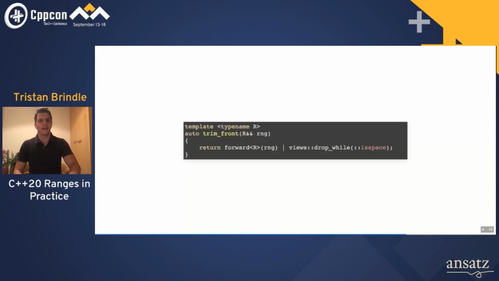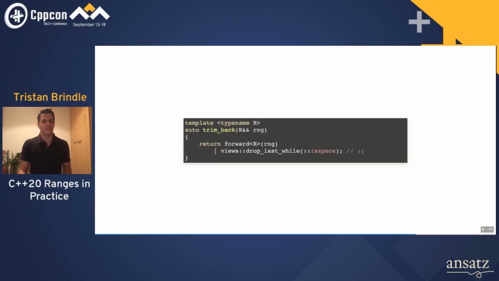So now let's have a look at TrimBack. How do we implement TrimBack? Well, in the ideal world, we'd be able to do something like this. We'd be able to call views DropLastWhile, which would go from the end and do the same as DropWhile, but work from the back of the range. Unfortunately, DropLastWhile doesn't exist. You can write it, and it's not all that hard to do. I have an implementation of it if anybody's really curious. But unfortunately, this doesn't exist in C++20. I doubt we'll see it in 23 anyway.